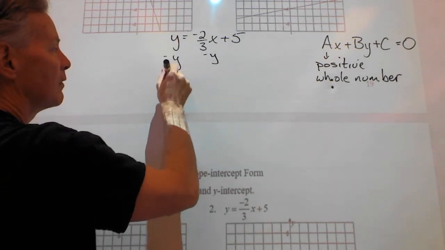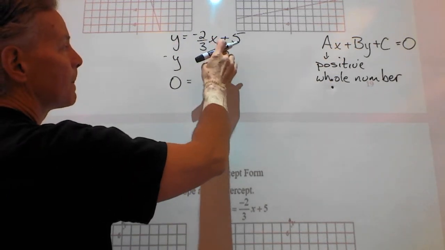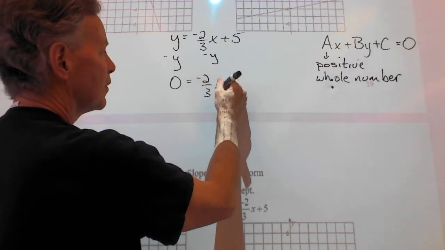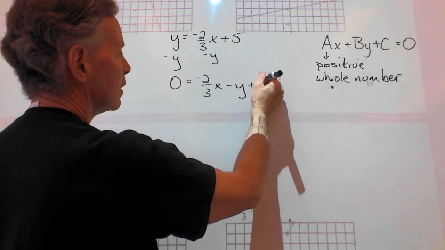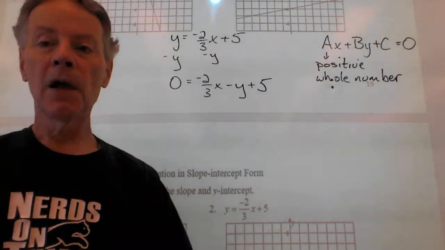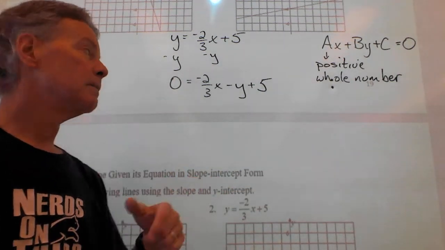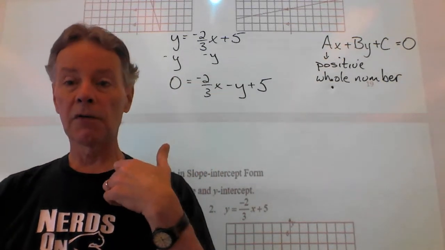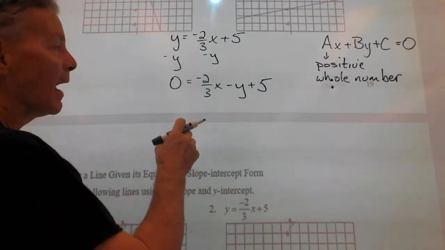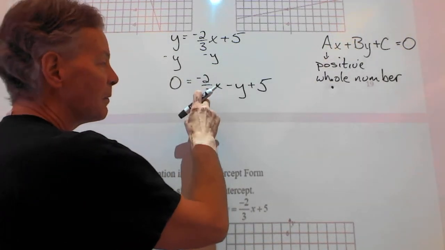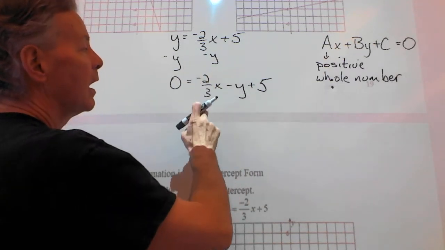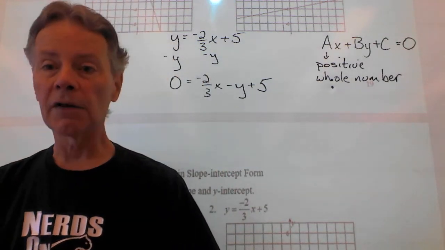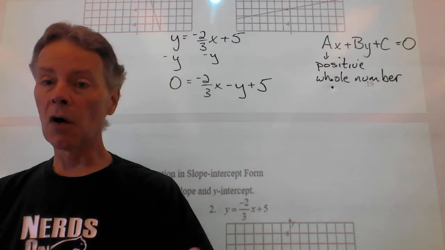Y minus y will give us 0. And since this has no like terms to combine it with, we just write it as negative 2/3 x minus y plus 5. Okay? So we've done the first step. We've moved everything to one side. The second step is to specifically deal with fractions. So we have to get rid of this fraction, and also remember, since the coefficient of x has to be positive, we also have to deal with the negative sign. Lucky us, we can deal with them all at once.